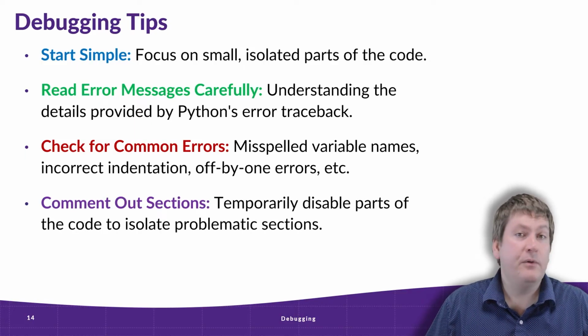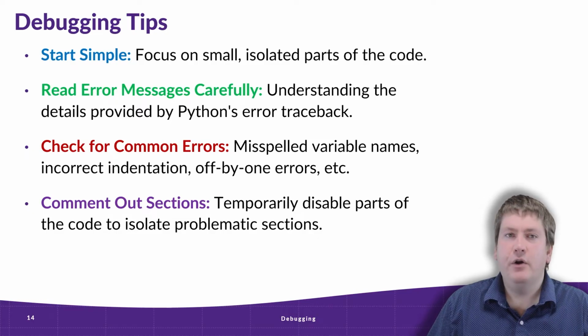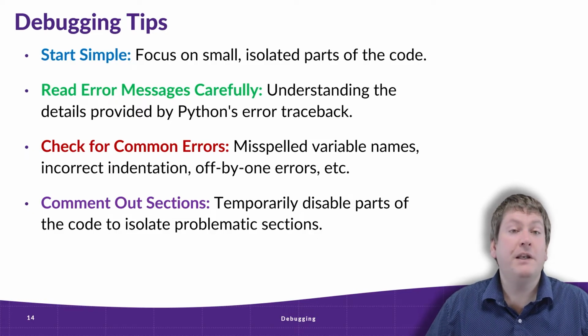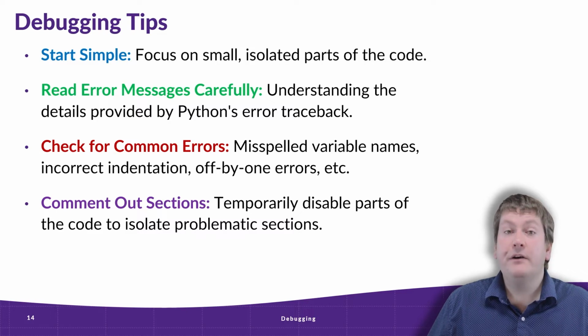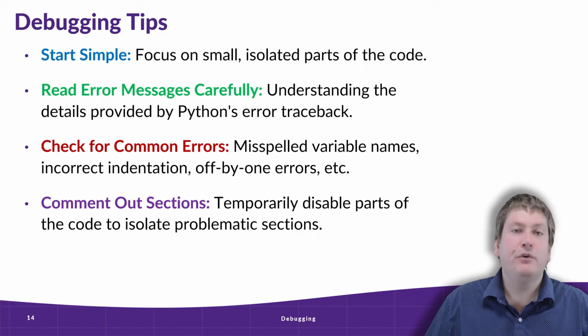Next is comment out sections. Those comments that we've been seeing so far to document our code can also be used to comment out actual lines of code so they're ignored by the interpreter. This is great because it allows us to temporarily disable parts of the code to isolate certain sections. Maybe it's a section that we're not looking at, or maybe it's a section that we suspect has the bug in it. So by using comments to remove lines of code, we can temporarily remove them and make sure they're not executed, but we don't delete them from our file, so it's easy to bring them back by just removing the comment character.